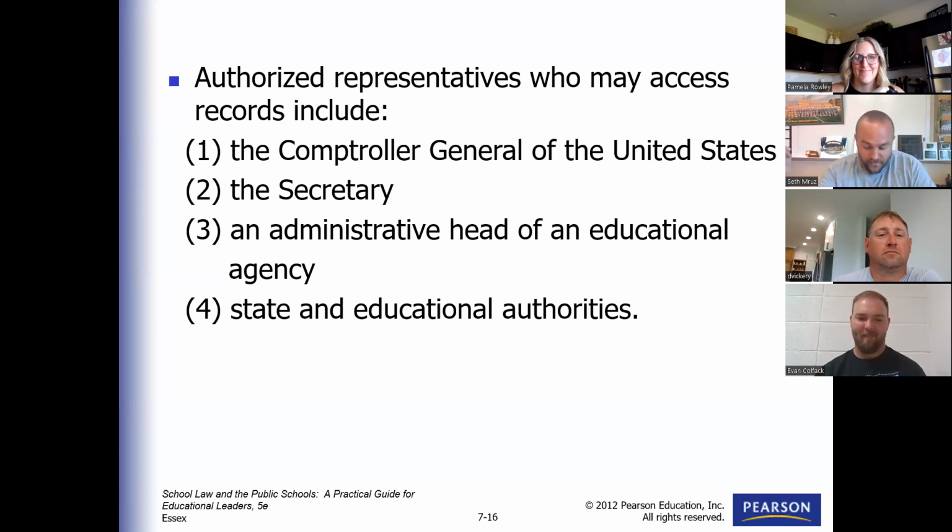And then the Secretary of State, as well as the administrative head of an educational agency, you could think of the U.S. Secretary of Education or the Nebraska Commissioner of Education, Dr. Maher. And then you have state and educational authorities, State Board of Education, Nebraska Board of Education. So those are the 4 authorized representatives who would access those bits of information.